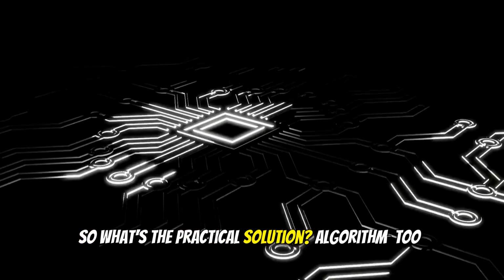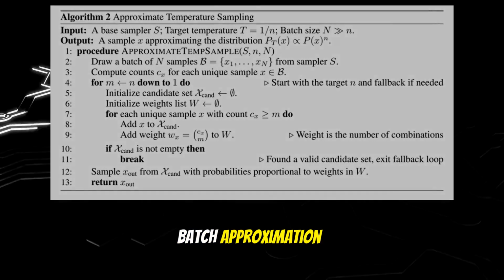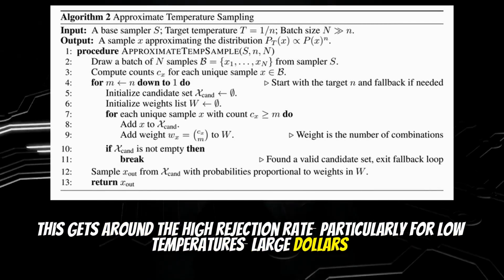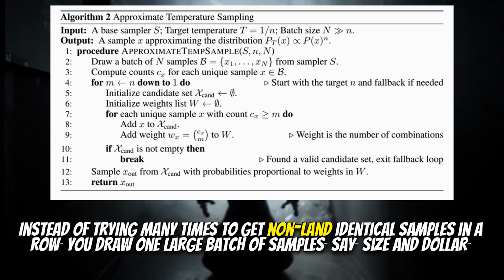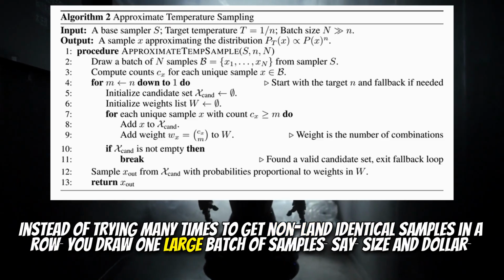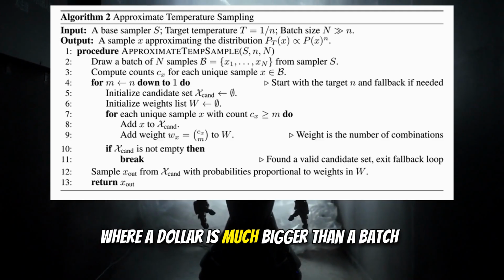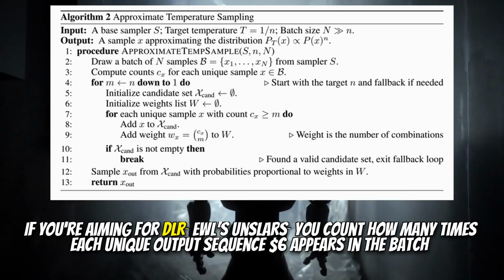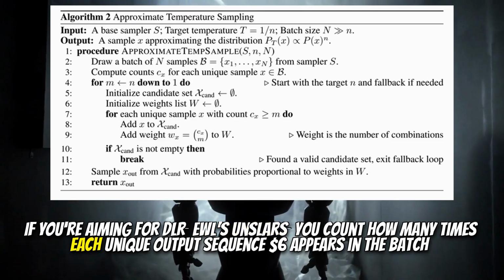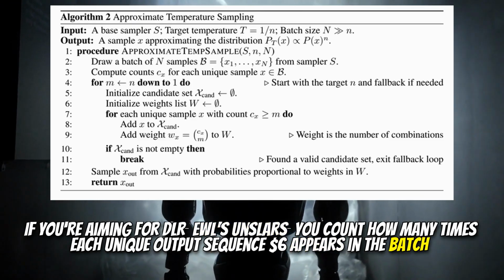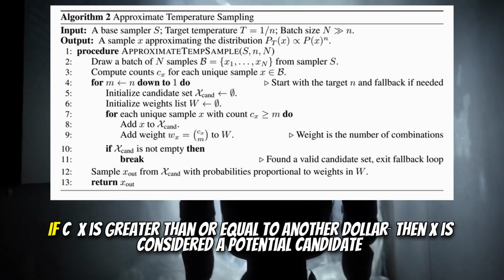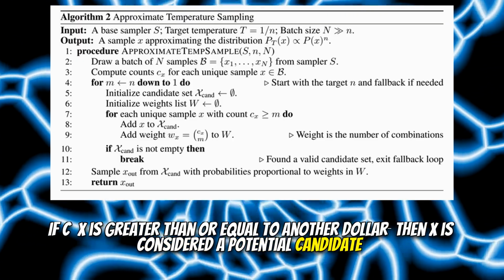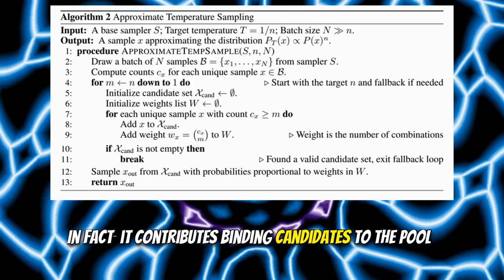So what's the practical solution? Algorithm 2, batch approximation. This gets around the high rejection rate, particularly for low temperatures and large n. Instead of trying many times to get n identical samples in a row, you draw one large batch of samples, say size N, where N is much bigger than n. A big batch. Then what? You look within that batch. If you're aiming for 1/T equals n, you count how many times each unique output sequence x appears in the batch. Let's say a sequence appears L times. If L is greater than or equal to n, then x is considered a potential candidate. In fact, it contributes binomial(L, n) candidates to the pool.